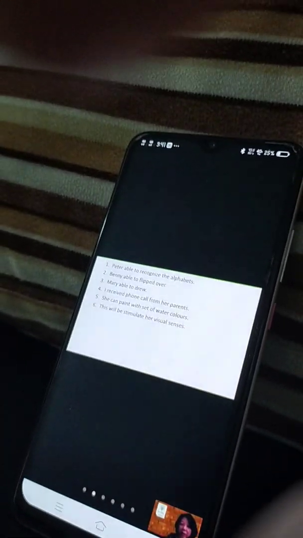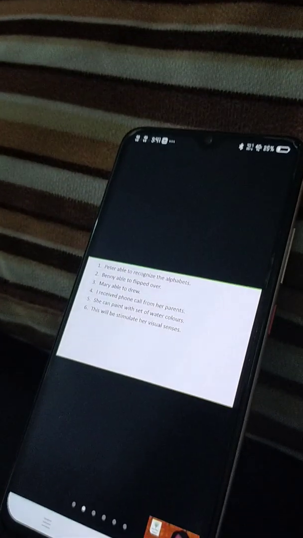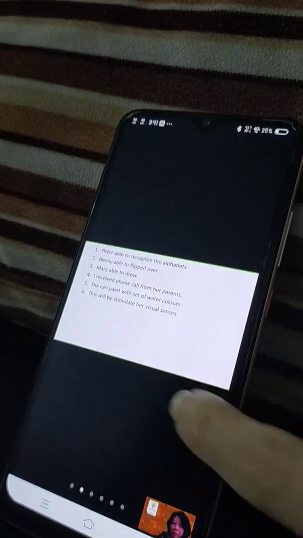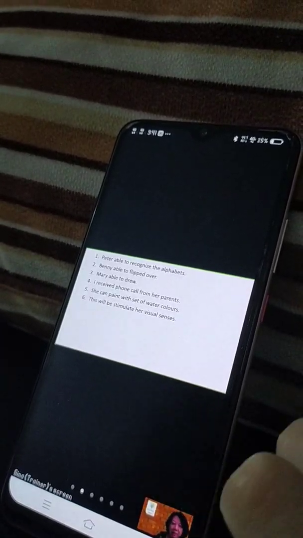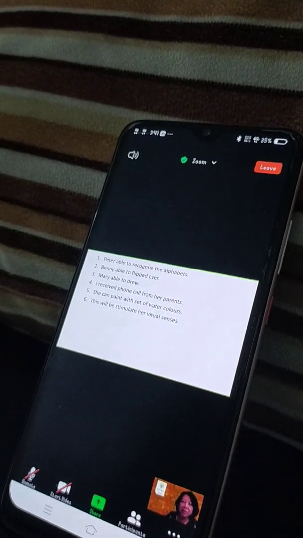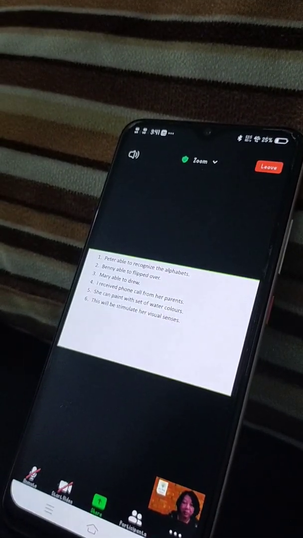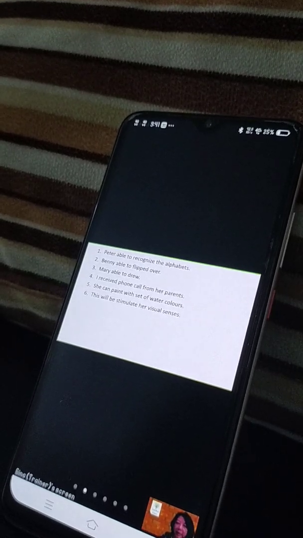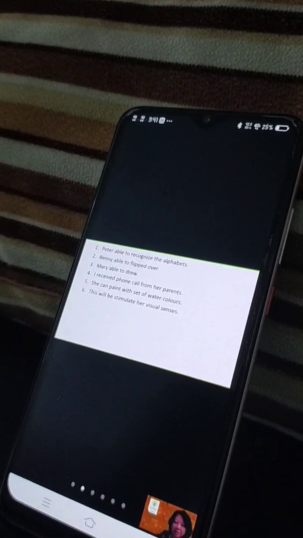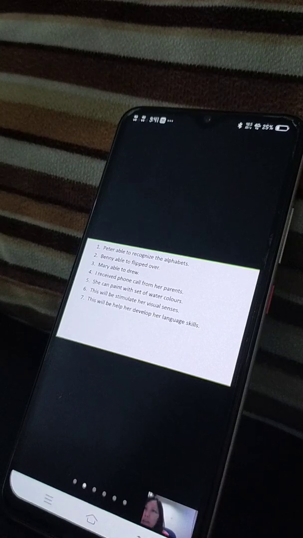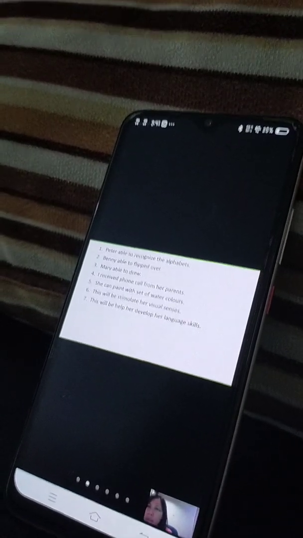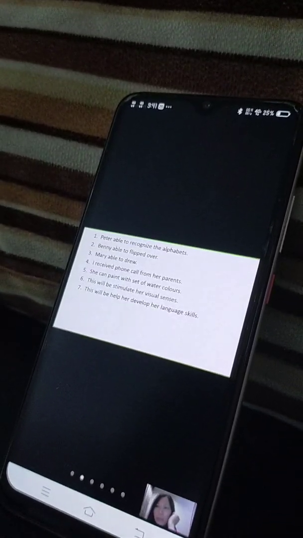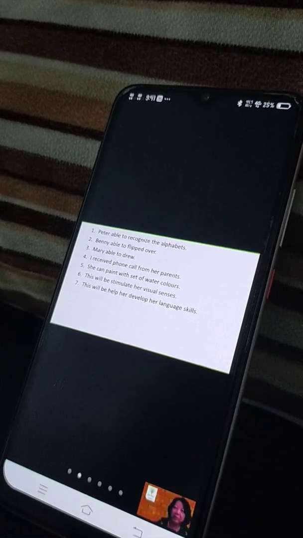Is this will stimulate her visual senses? This is to stimulate. This can stimulate, yeah, or this stimulates, yeah. Of course, when you look at this stimulates, you have to put the s because this is singular, yeah. Alright, can I carry on? Yes. Okay. All this will stimulate, this is to stimulate, all also correct.